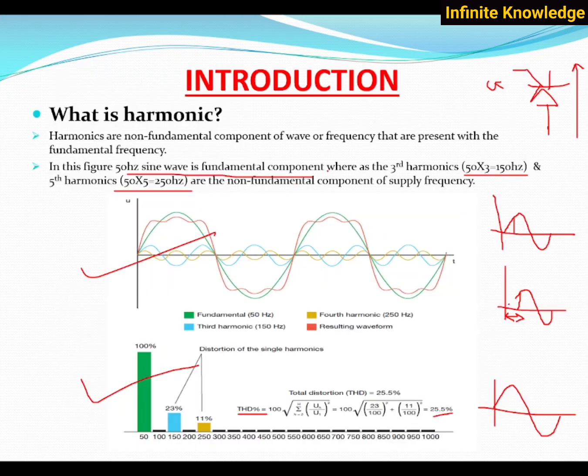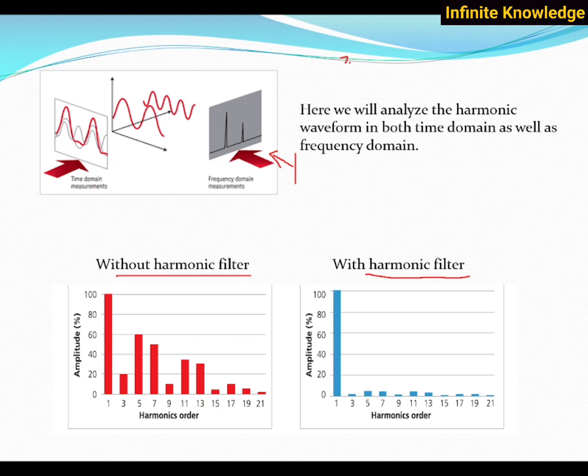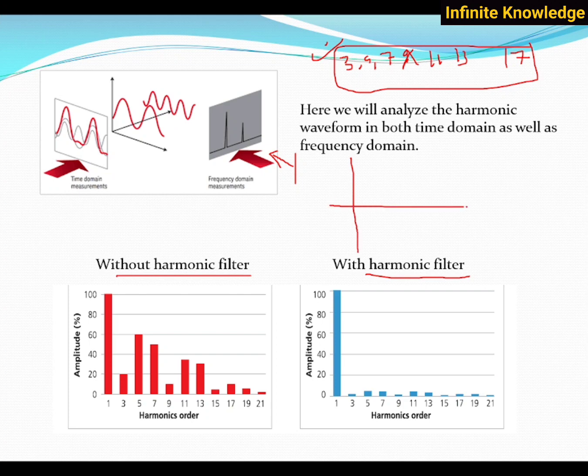In the majority of systems, the 3rd, 5th, 7th, 11th, 13th, 17th, these types of harmonics are mainly present. You can see odd-numbered harmonics are mainly present in the system. Even-numbered harmonics are not present in the system. Why are even-numbered harmonics not present in the system? I am explaining it to you.